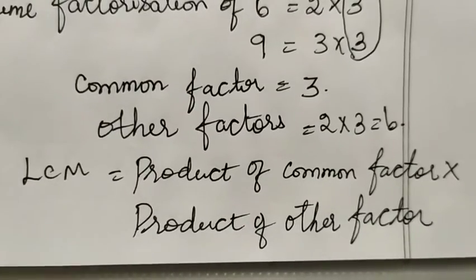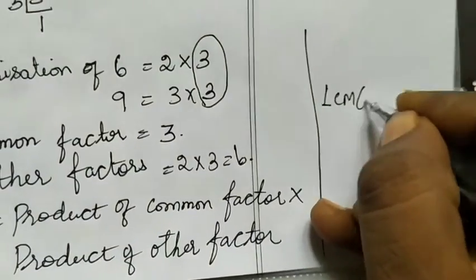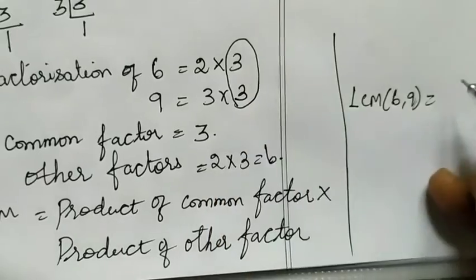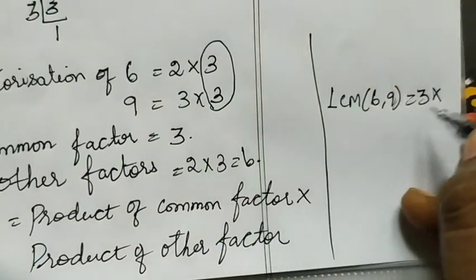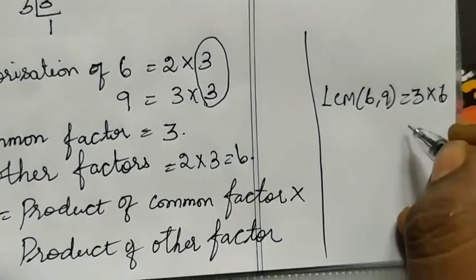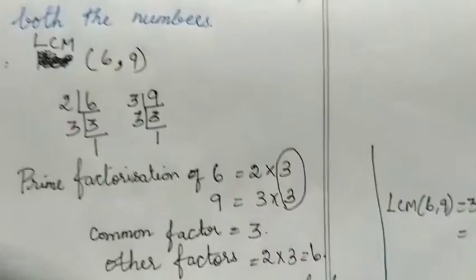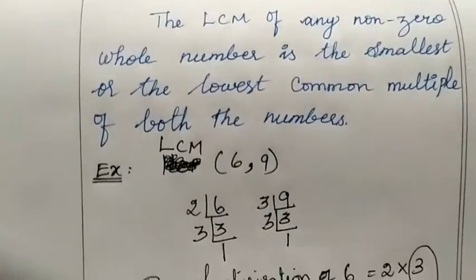Therefore, LCM of 6, 9 equals, take and write the common factor 3 into the other factors' multiplication number 6. 3 6s are 18. This is the LCM for 6, 9. Can you understand?